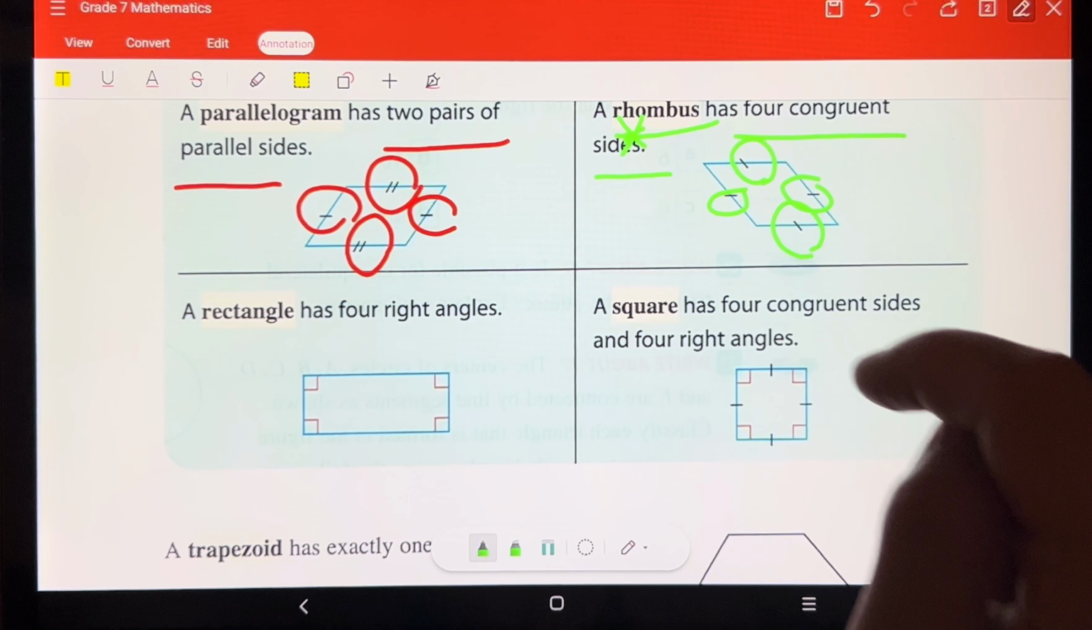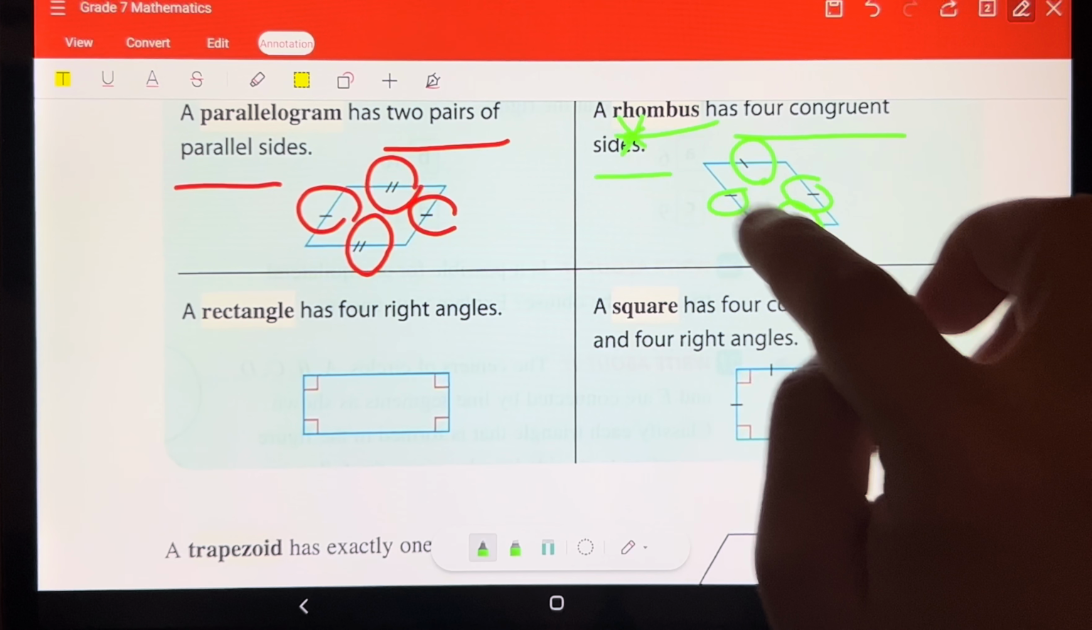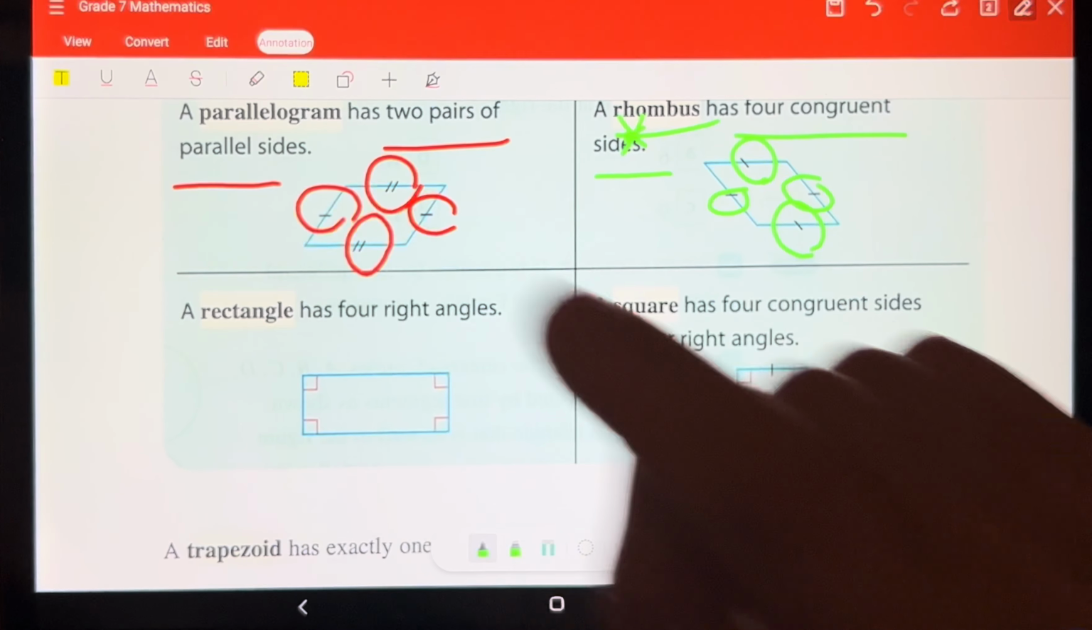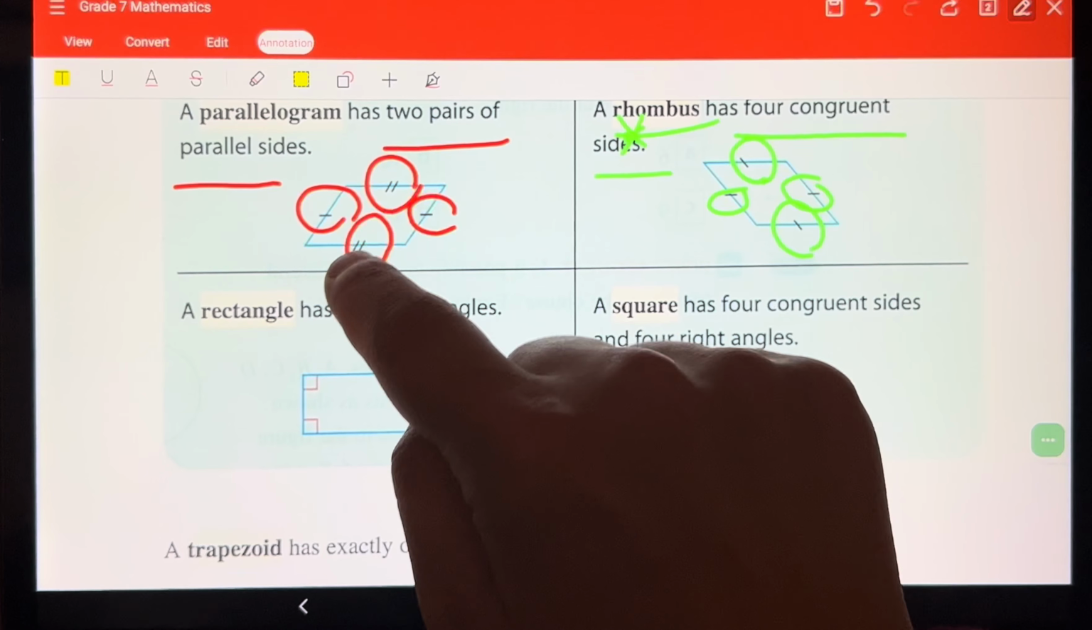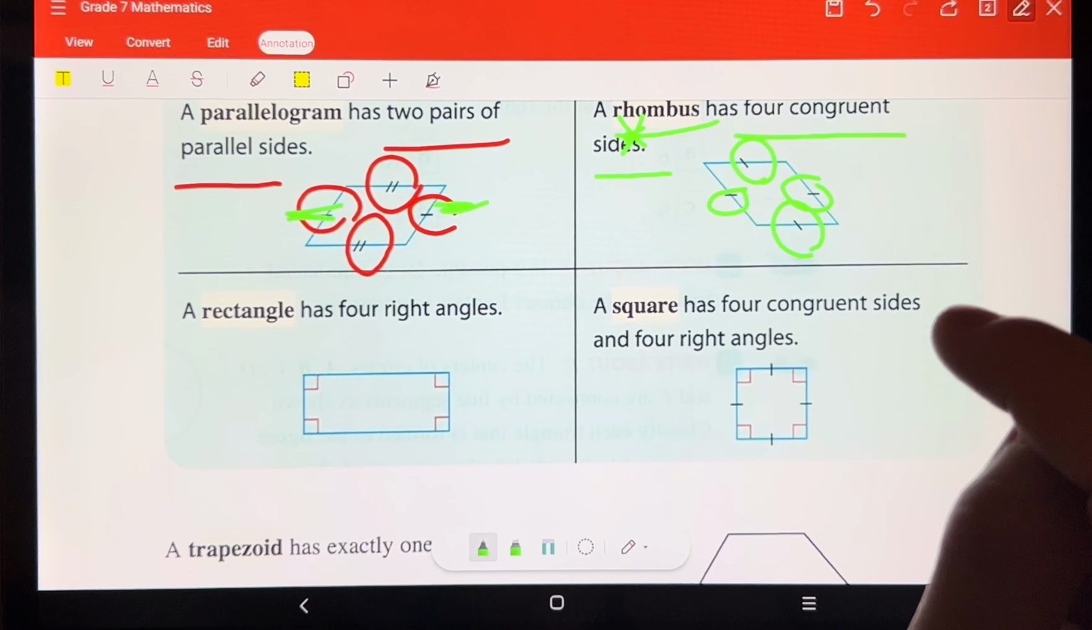Be careful, dear students, do not mix it with a parallelogram. In a rhombus, all the sides have got 1 dash. That means all the sides are congruent to each other. But in a parallelogram, 2 pairs are parallel. That means 2 dashes and then 1 dash for the other sides.